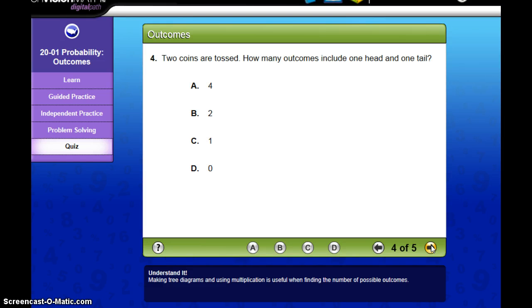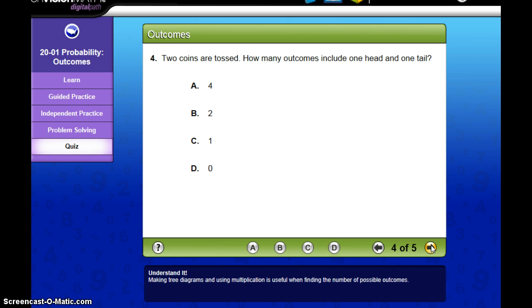Now, think about this one. This is a tricky one. 2 coins get tossed. 2 coins. How many outcomes would be 1 head and 1 tail? This is a tricky one, Aiden.